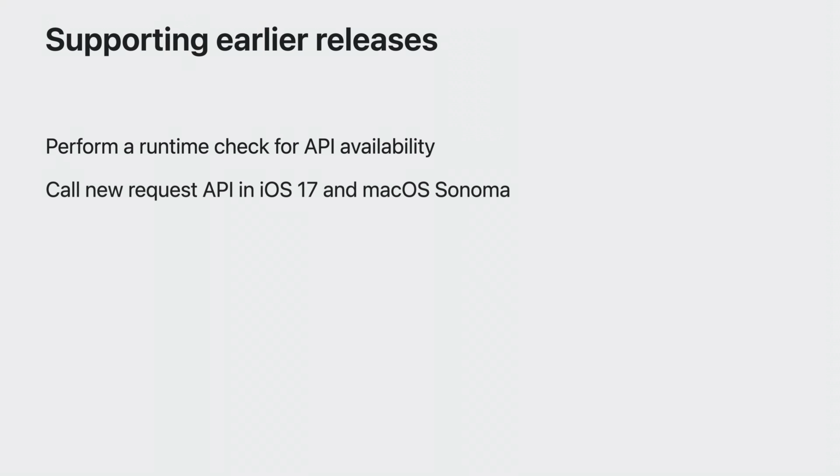To support releases earlier than iOS 17 and macOS Sonoma, perform a runtime availability check. Call the new request access methods on iOS 17 and macOS Sonoma and beyond. On earlier OSs, call the legacy request access method.